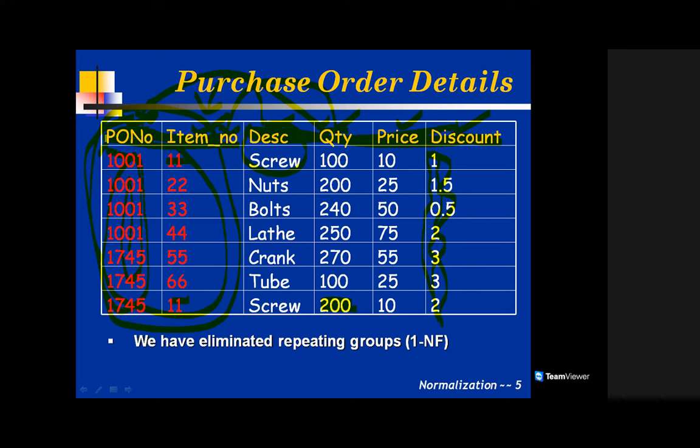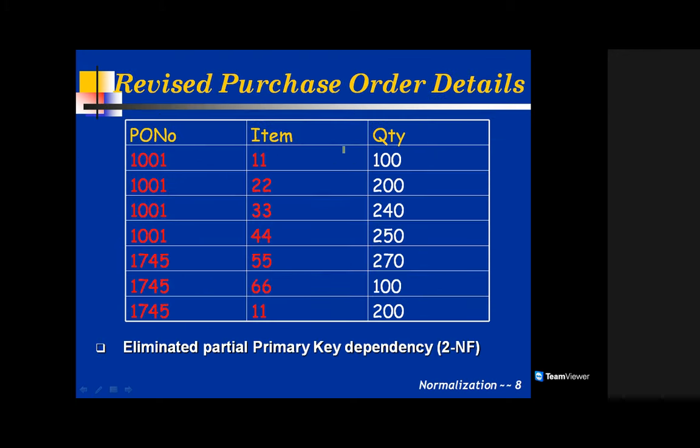You will get PO number. This is one, and item. Then you have quantity. Okay. Description is separated, so description and price. Discount you forget about it as of now. So PO number, item number, quantity will be in the other table.